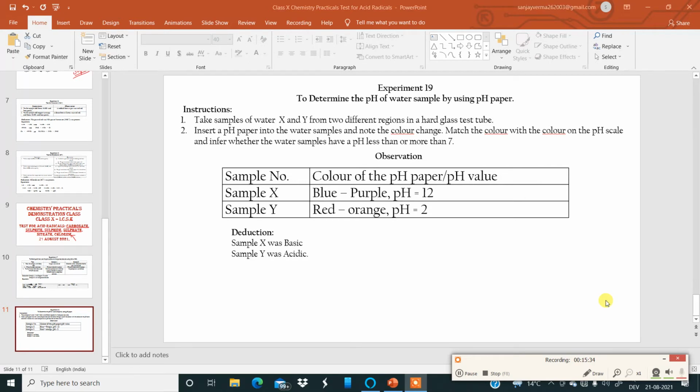Now in the next classes later on, I will do the preparation for the inorganic analysis of unknown sample, identification of unknown sample, the cation and the anion present in the sample.